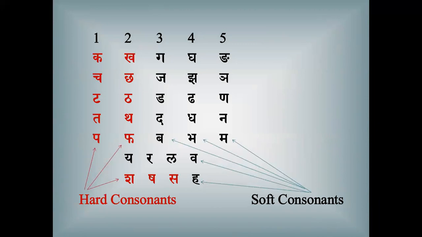They are soft consonants. So this knowledge of hard and soft is very important. Later, this knowledge will be very useful. So the easy way to remember is 1 and 2, hard consonants, 3, 4, 5, soft consonants, with regard to the class consonants. And all the semi-vowels, they are soft consonants. And among the sibilants, as we already learned, the first three are hard. The last one is soft. So now you know hard consonants and soft consonants. Any doubt in this?